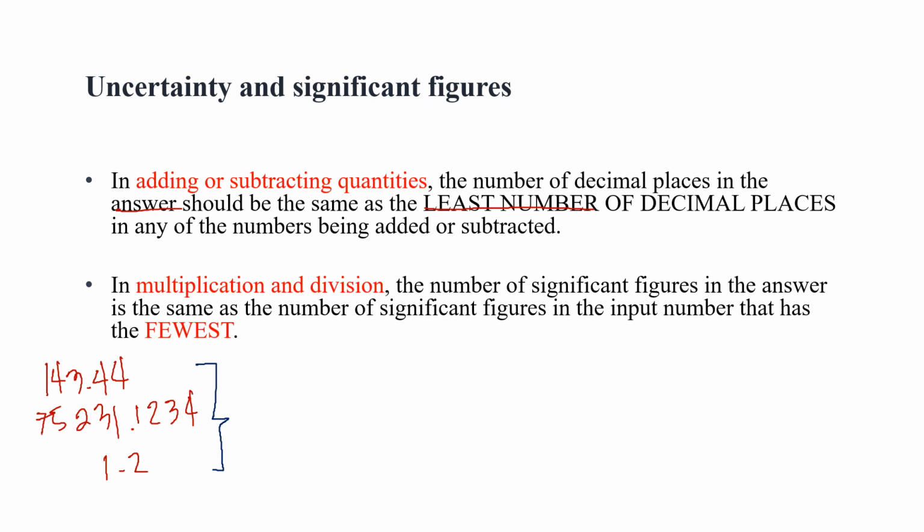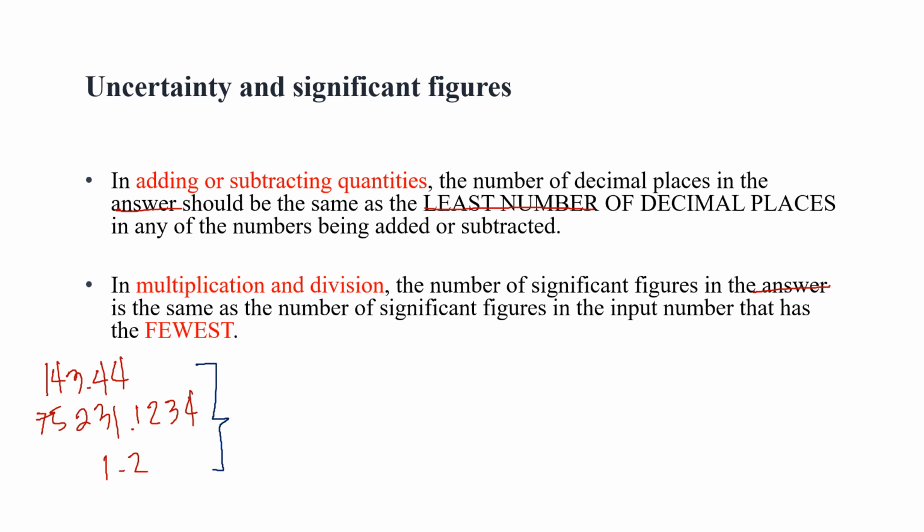In multiplication and division, the number of significant figures in the answer is the same as the number of significant figures in the input number that has the fewest. So again, the number of significant figures in your final answer is the same as the number of significant figures in the input number that has the fewest.